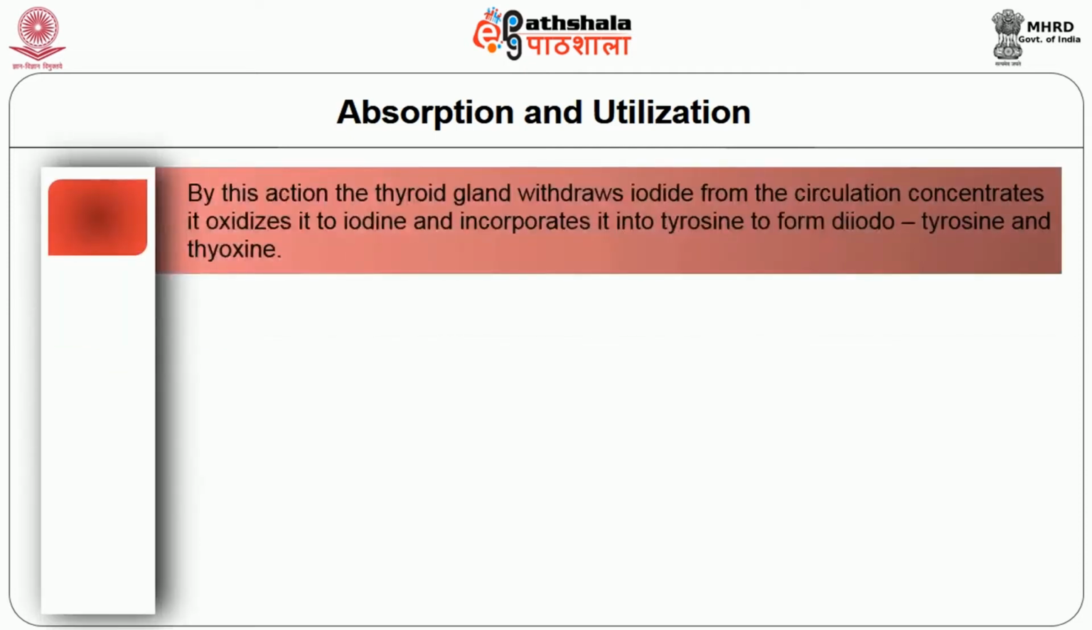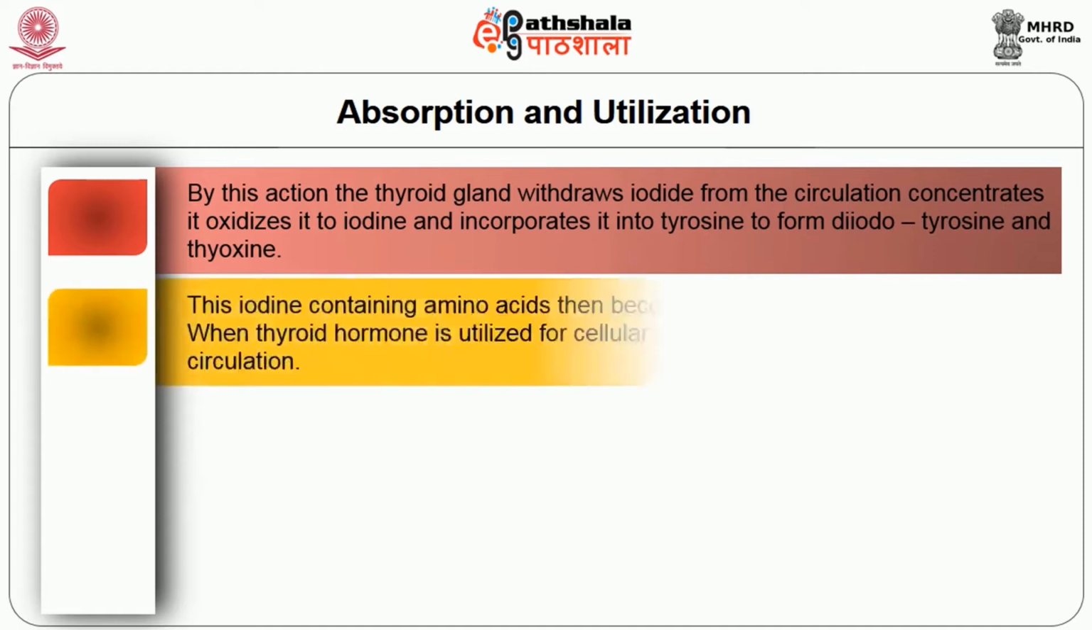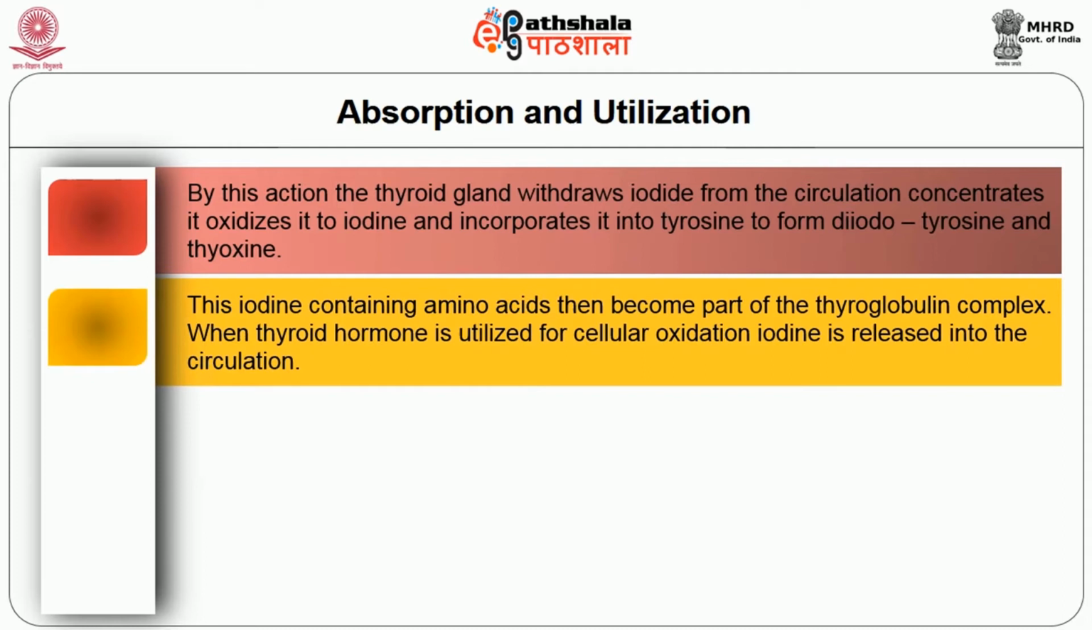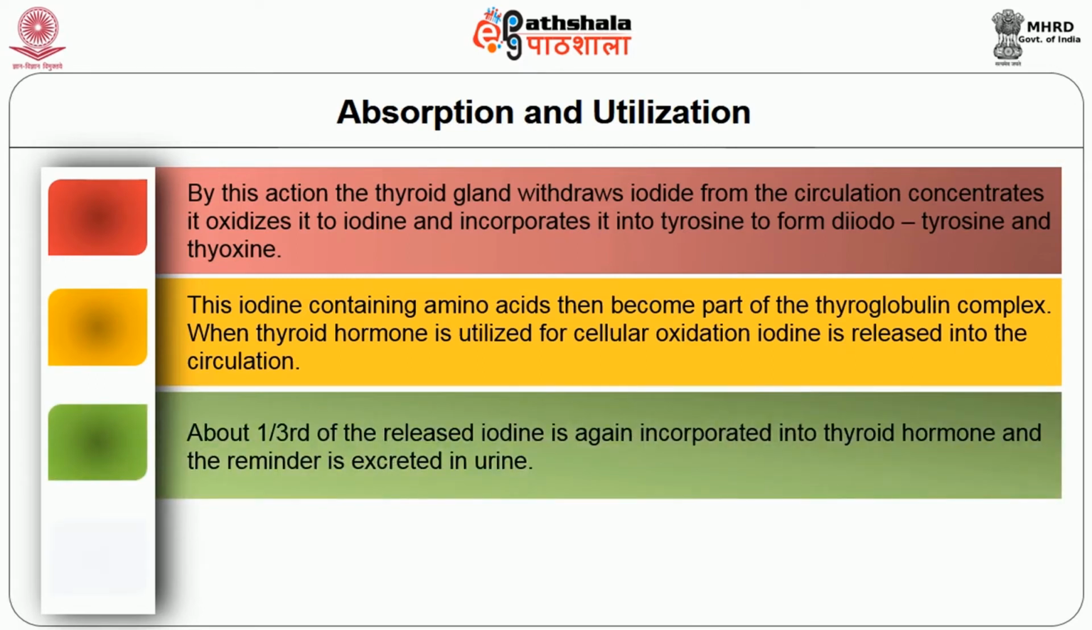By this action, the thyroid gland withdraws iodide from the circulation, concentrates it, and oxidizes it to form diiodotyrosine and thyroxine. These iodine containing amino acids then become a part of the thyroglobulin complex. When thyroid hormone is utilized for cellular oxidation, iodine is released into the circulation. About 1/3 of the released iodine is again incorporated into thyroid hormone and the remainder is excreted in urine.